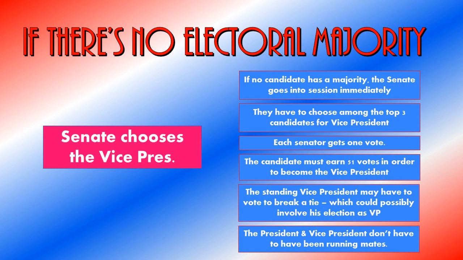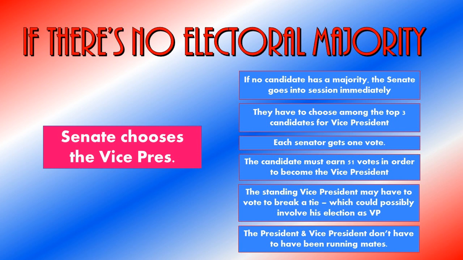Now, in the House, each state only got 1 vote, but here in the Senate, each individual senator gets a vote. So the senators get to vote for themselves on the next vice president. Now, there will always be an even number of senators since there's 2 per state, and so it is possible that there's a tie here.